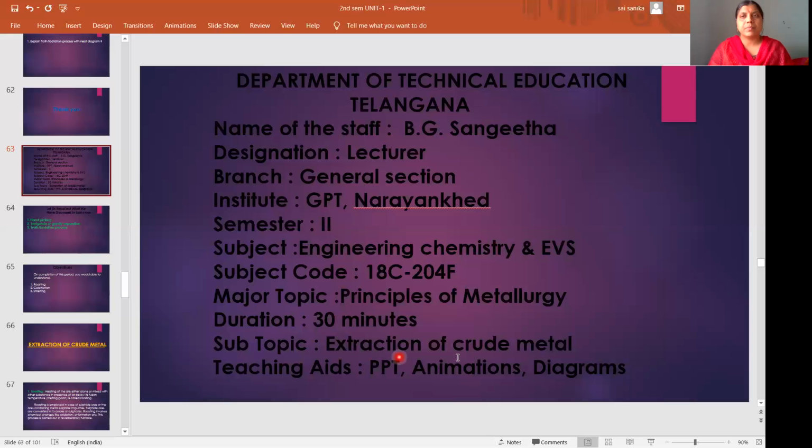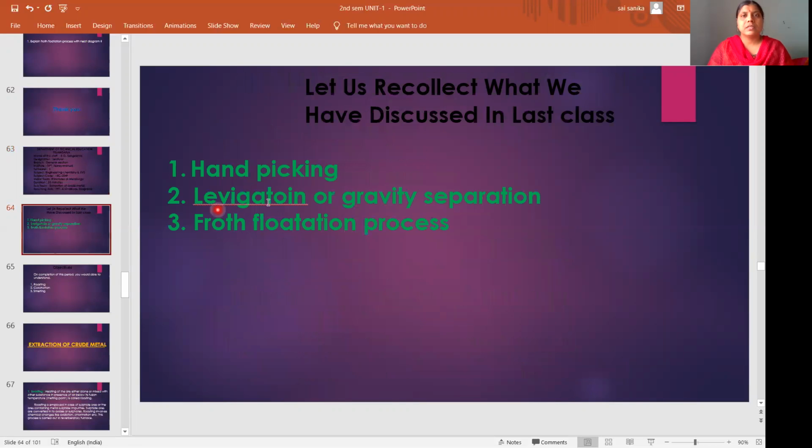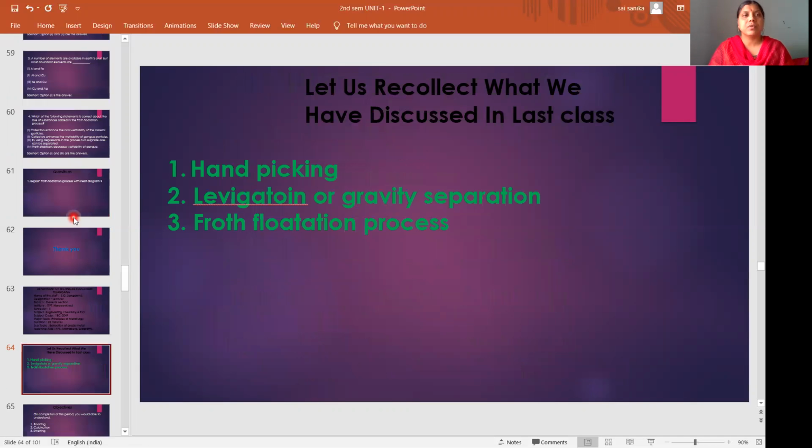So today our topic is extraction of crude metal. Let us recollect what we have discussed in last class. In last class we have discussed these topics: hand picking, levitation or gravity separation, and fourth flotation process. Among these, the fourth flotation process is in your syllabus and it is very important. So once again we will revise this flotation process.